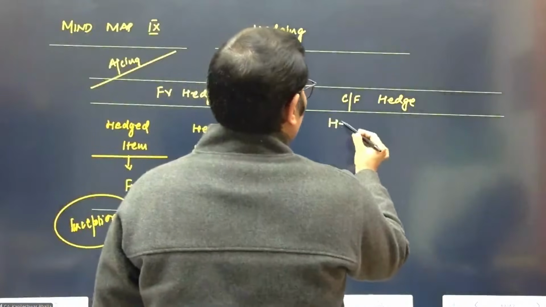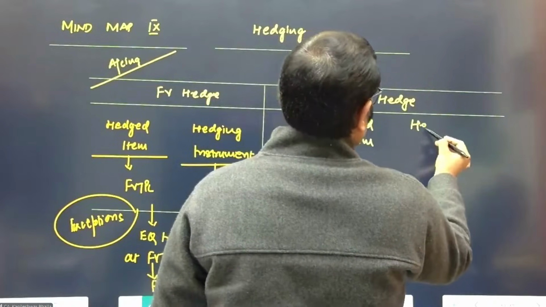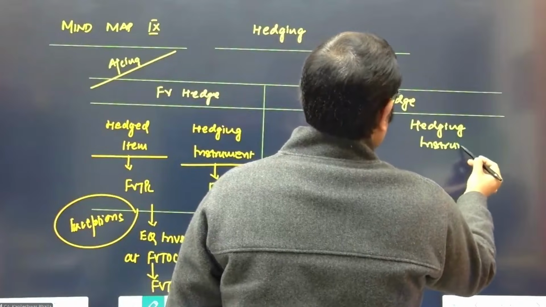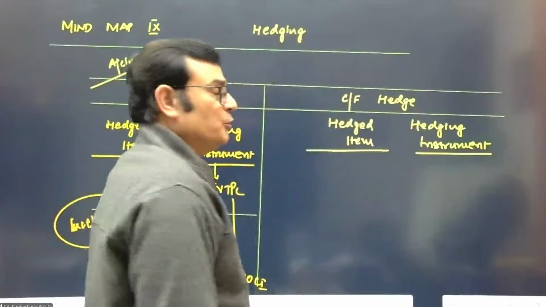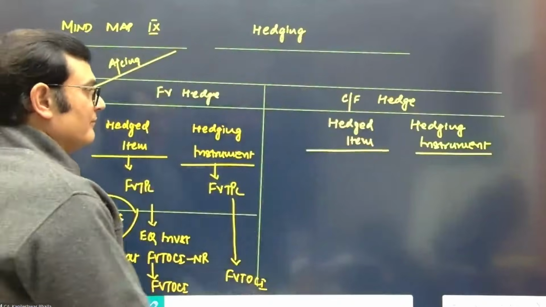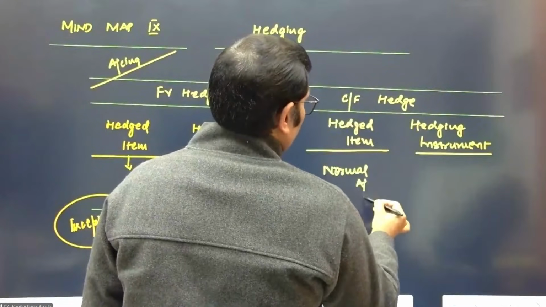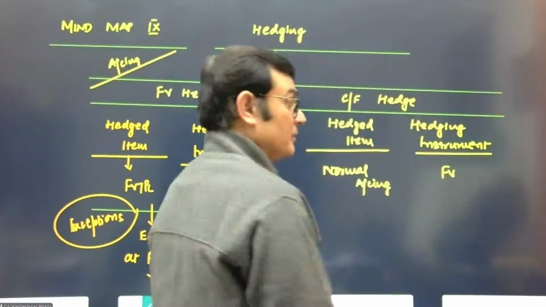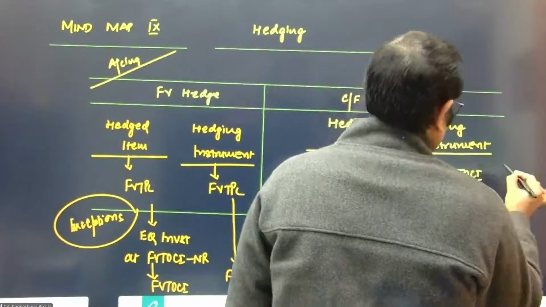So we've got the hedged item and the hedging instrument. When you consider the hedged item, do you consider fair value or normal accounting? Normal accounting. That's right. The usual accounting takes place. We do not touch this. The hedging instrument is done at fair value, let's put it like this: fair value through OCI typically.